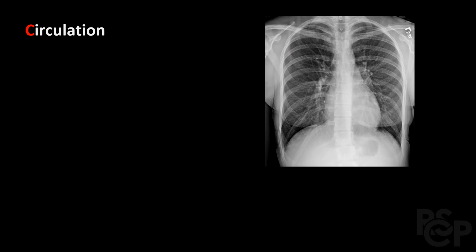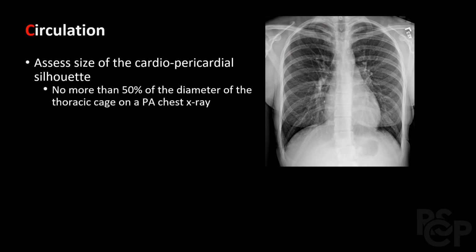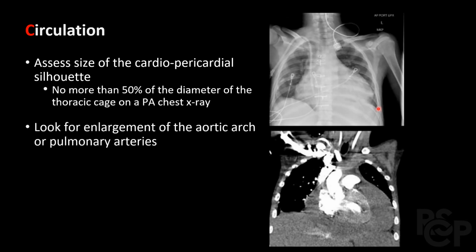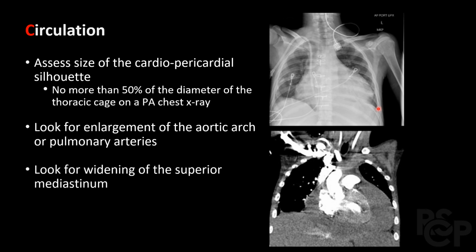At the C for circulation step of the search pattern, I'll be assessing the size of the cardiopericardial silhouette. This is important because normally no more than 50% of the diameter of the thoracic cage on a PA chest X-ray should be occupied by the cardiopericardial silhouette. I'll also be looking for enlargement of the aortic arch or pulmonary arteries, and I'll be looking for widening of the superior mediastinum. In this example of a pericardial effusion, we clearly see that the cardiopericardial silhouette occupies more than 50% of the thoracic cage diameter.